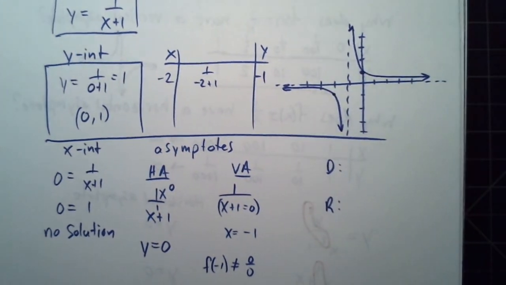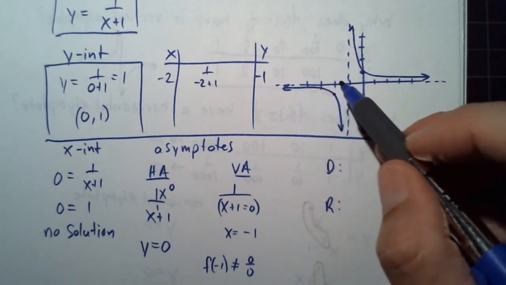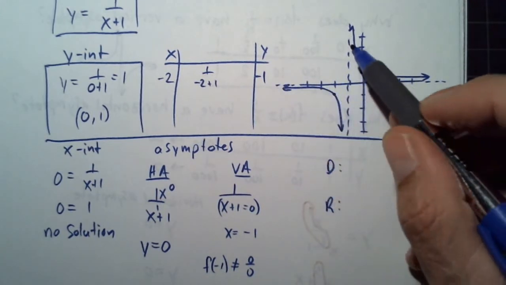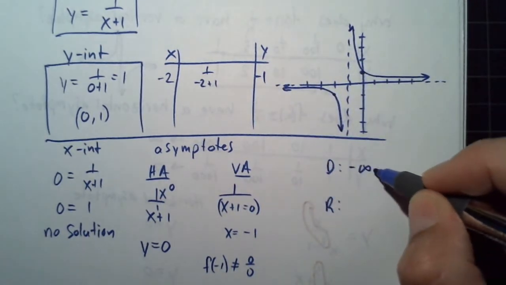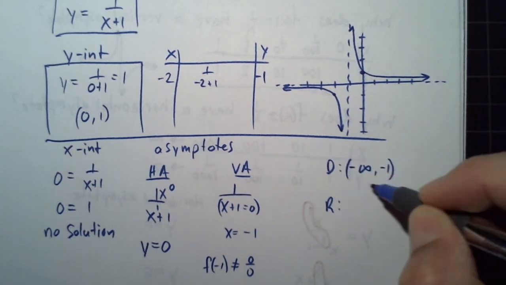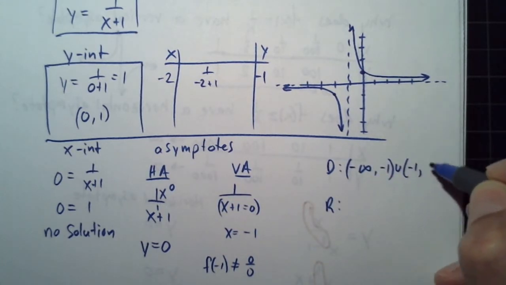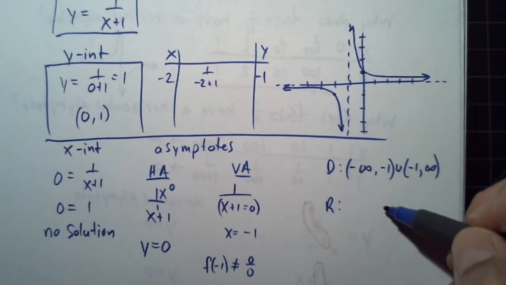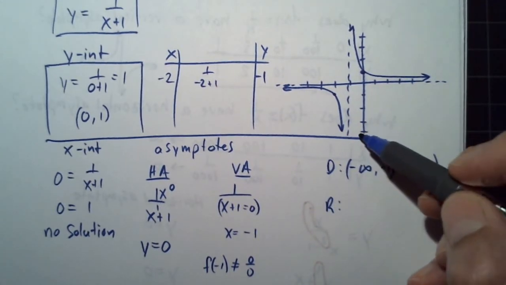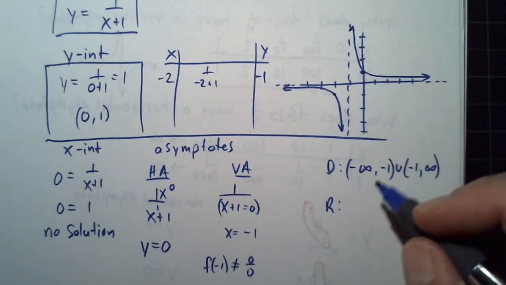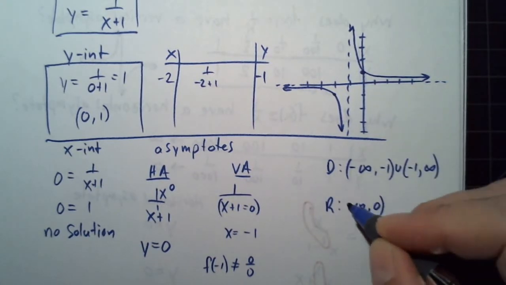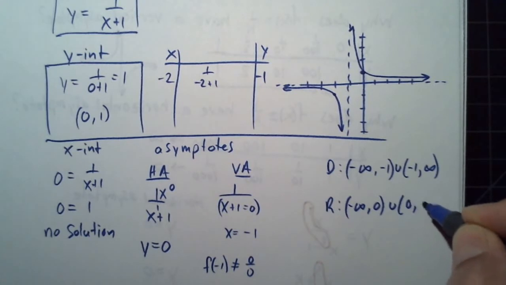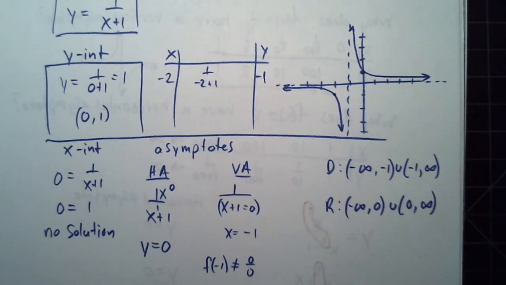And the domain is all the x values that have a point on the graph. So that's everything except for -1. And we'll go to -1 and exclude it. Excluding -1, go to infinity. We can do the same thing with the range. The range is excluding 0. So exclude 0 and go 0 to infinity.